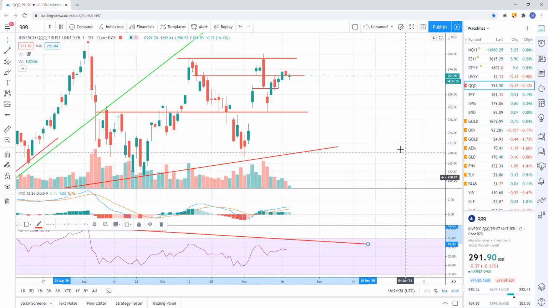So again, I don't know which way it's going to go. Could break down here, could go up higher. I'm just waiting for additional signals on this one.